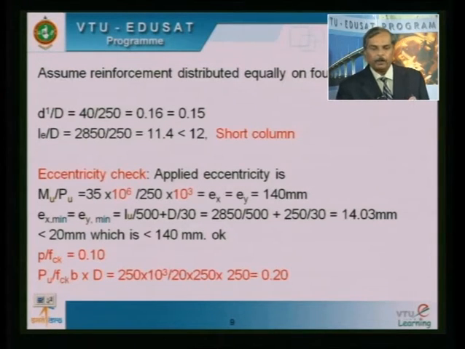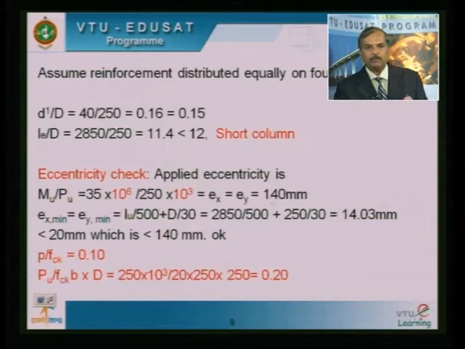Eccentricity check. In fact, in some of the earlier problems in connection with uniaxially loaded columns, I have simply assumed that the minimum eccentricity moments are rather less. But here I am just trying to make a check to see which moment is higher. Now the given moment is Mu and the given load is Pu. So Mu upon Pu, as you know, is the eccentricity. ex is equal to ey because it is a square column, and 10 to the power of 6 multiplication for moment and 10 to the power of 3 for the load, and with this you get 140 mm.